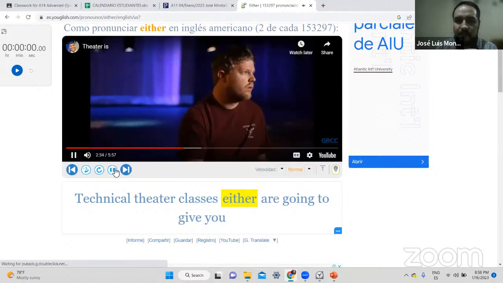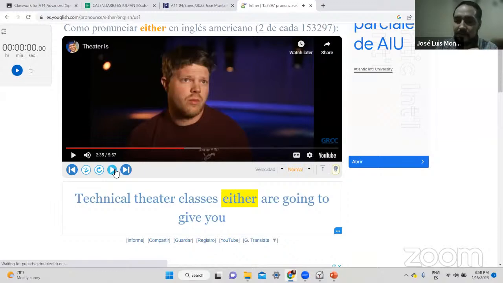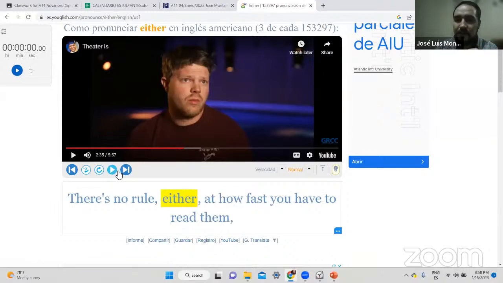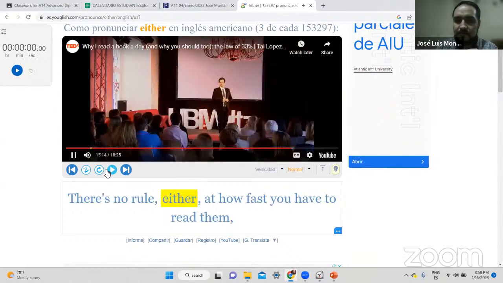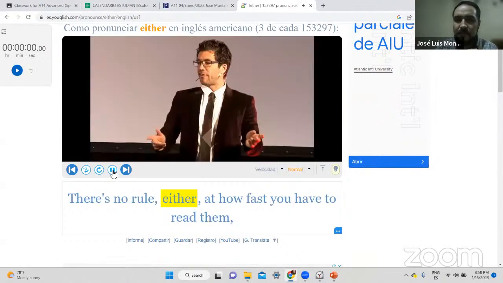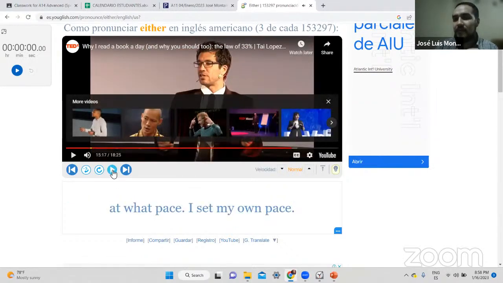And she's saying either. But again, in the US, you can listen to either or either, but either is more common. Technical theater classes, right? Also here, he says either, and one more. Here he says how either, fast. Right? So again, here you have 2, 1. Okay, so the US can be either or either, but it's more common to say either.